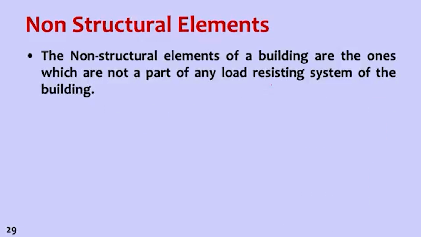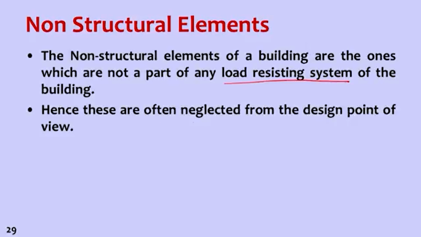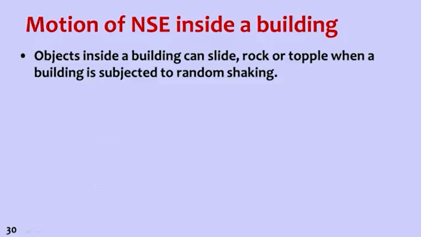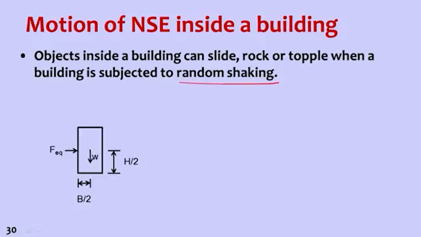These non-structural elements of a building are ones which are not part of any load-resisting system of the building, and hence they are often neglected from the design point of view. But past earthquakes clearly point out the poor performance of several buildings due to the inadequacy of design provisions for non-structural elements. Now, motion of non-structural elements inside the building: objects inside a building can slide, rock or topple when a building is subjected to random shaking.